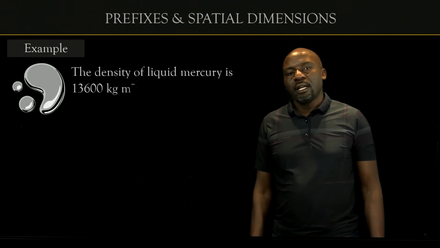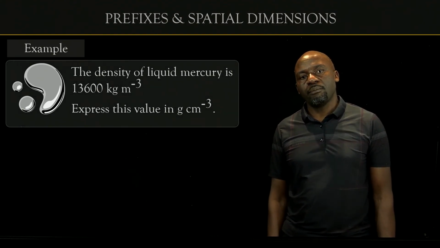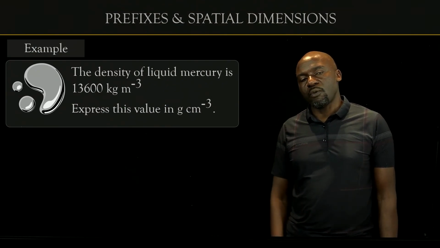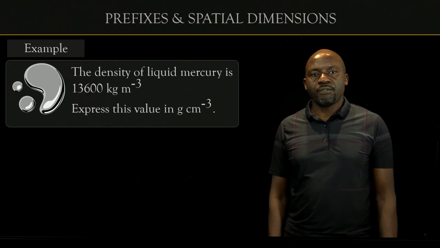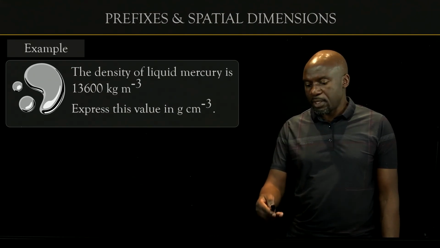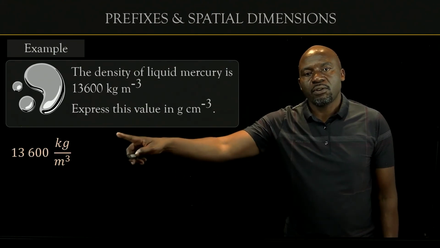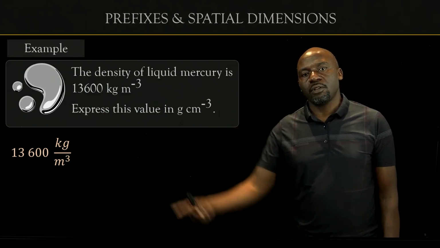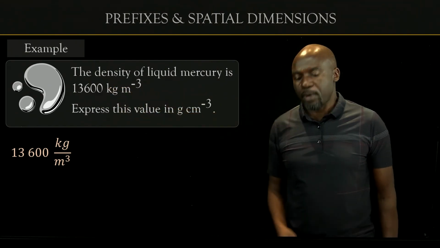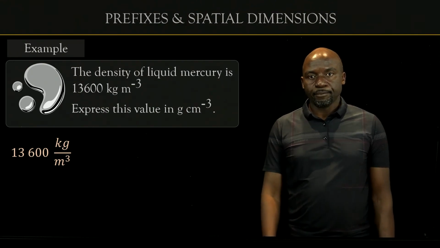Here is another one. The density of liquid mercury is 13,600 kilograms per meter cubed. So kilograms per meter cubed, that's how we write per meter cubed. Express this value in grams per centimeter cubed. Okay, so this is how we go about this. So 13,600 kilograms per meter cubed. So this means the same thing as this. So it's nicer to write it in the same line that way. Makes life really nice, especially with the typesetting.